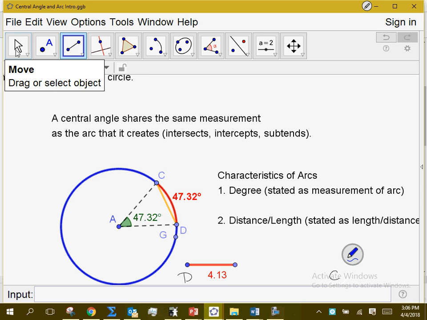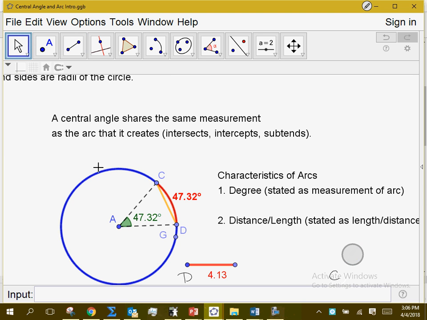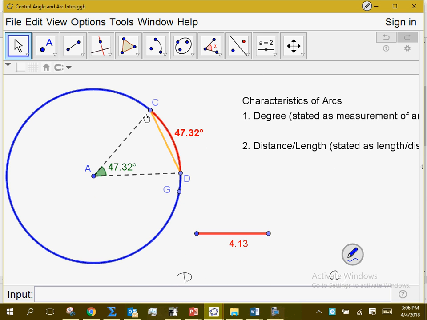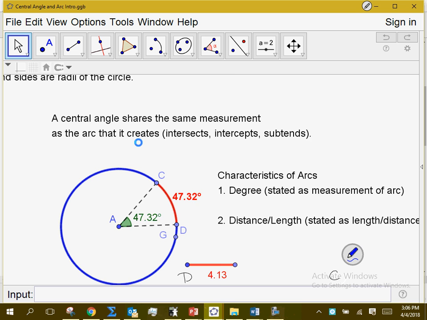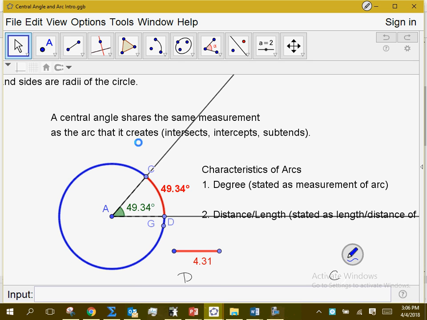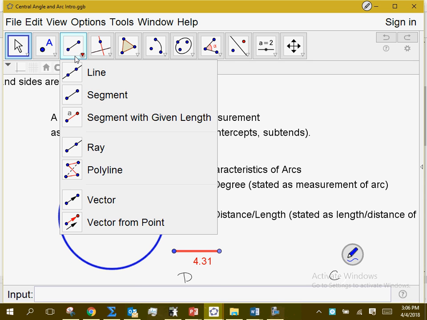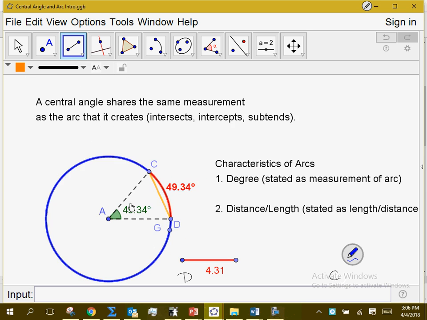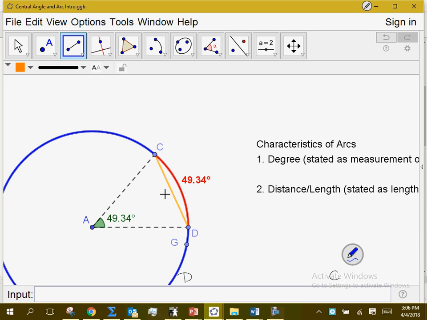When I connect C and D, C and D are connected right now with an arc, but with 2 points, we always know that with any 2 points, there is always a segment that can be made between them, right? So if I take C to D, that segment is a very, very important segment to us.